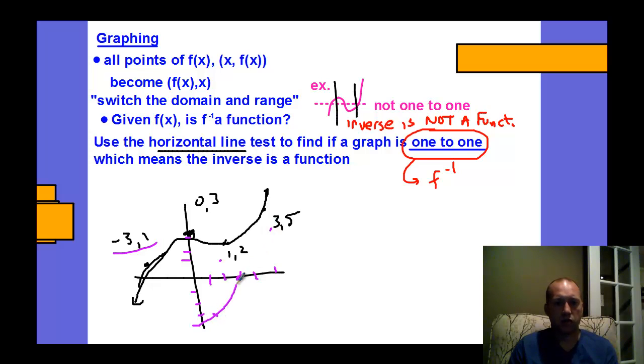So then I'd end up with this function instead of the inverse function. So you just basically switch the x and the y's, replot the point, that's the inverse point.